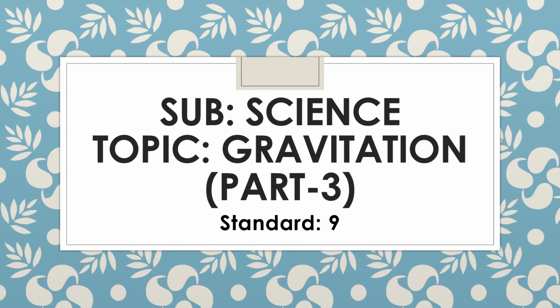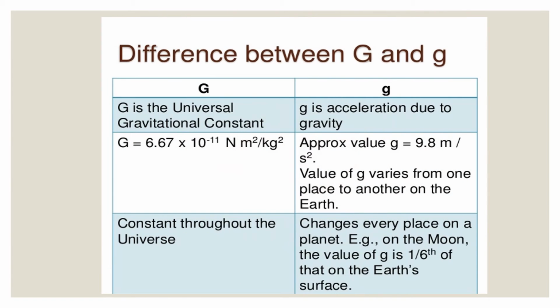Hello everyone. Today we will continue with our topic gravitation. So first of all, today we will see the difference between the symbol capital G and small g. In the previous videos we have studied about them. So what is capital G? The symbol capital G is the universal gravitational constant, and small g is the acceleration due to gravity.